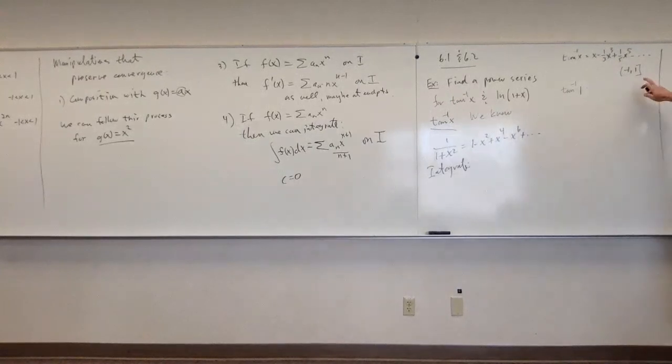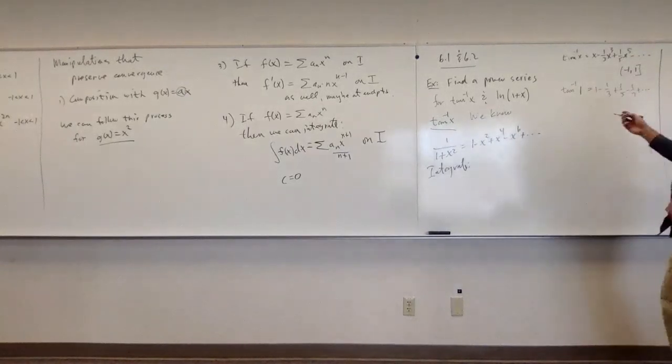So 1 is on the interval here. I can plug it in and I get a true statement. If I plug in 1, I get 1 minus 1/3 plus 1/5 minus 1/7, which converges, based on our work, to the inverse tangent of 1. What is the inverse tangent of 1? It's pi over 4.